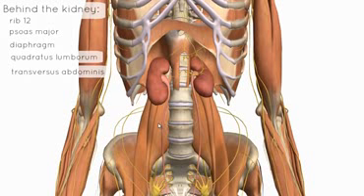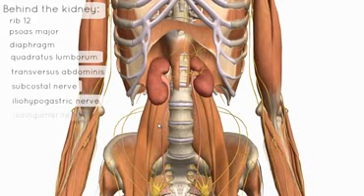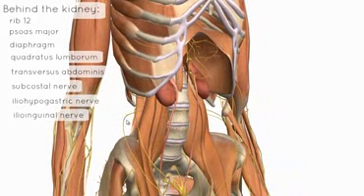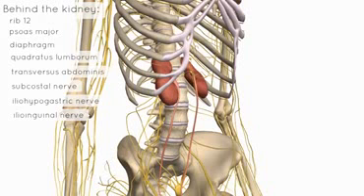And then you've got a couple of nerves. You've got the subcostal nerve, the iliohypogastric nerve, and the ilioinguinal nerve. You can see the iliohypogastric and the ilioinguinal nerve here. So that's what lies behind both the kidneys.